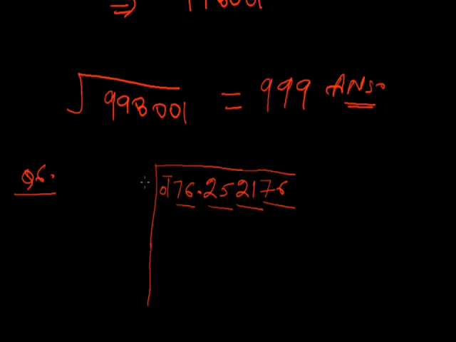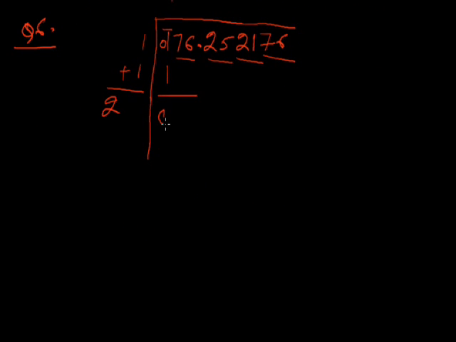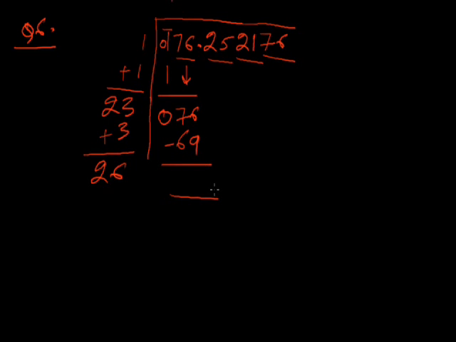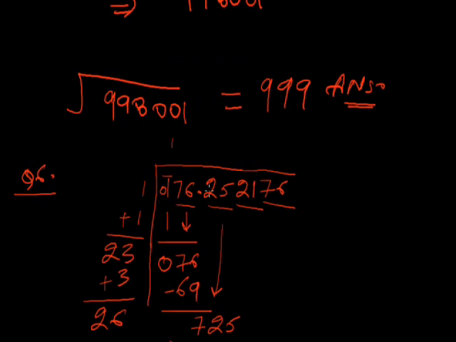So start with 1 once again. 1 plus 1 gives you 2. Put a 1 over here. Subtract this 1 from the dividend 1. We get 0. Take the whole pair downward as 76. Multiply this number with 3. We get 269. Subtract this number. We get 7 over here. Take the whole pair downward. We get 725 and write over here 3.